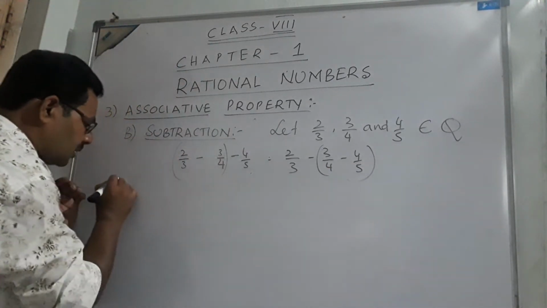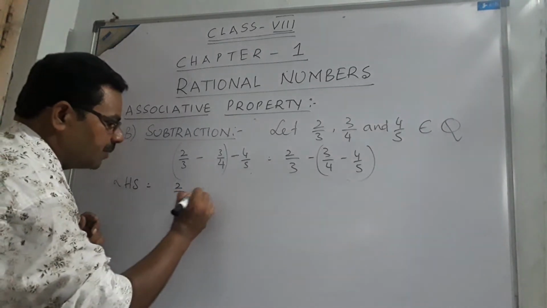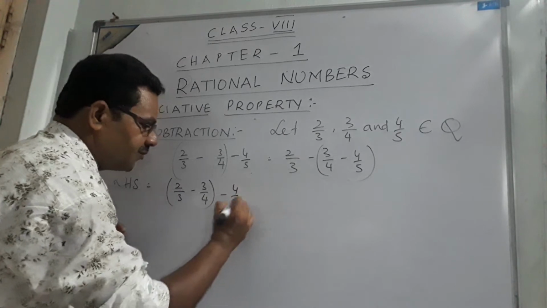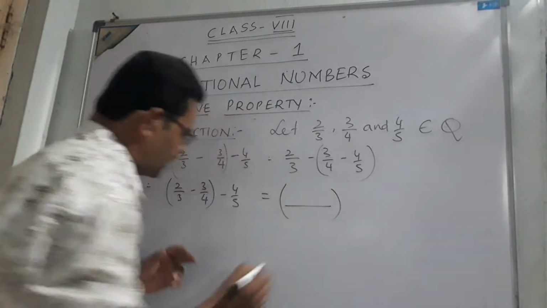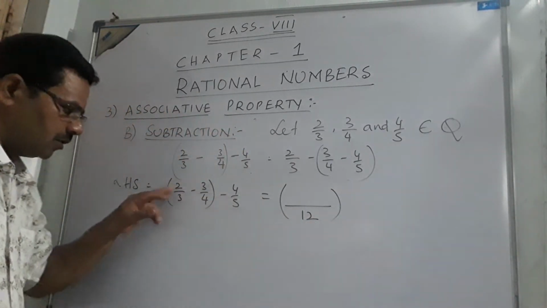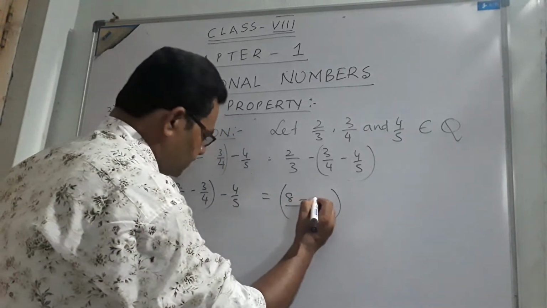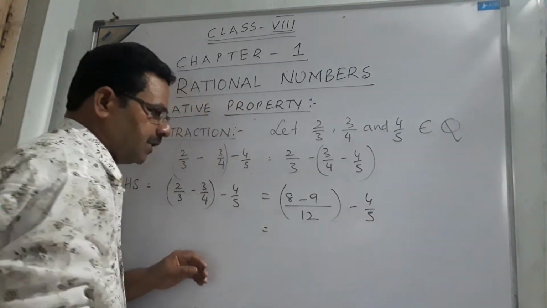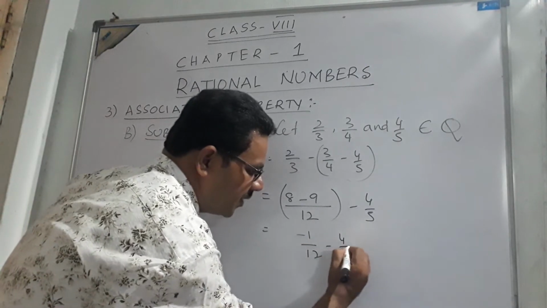Here also we have to take left hand side first. Left hand side is equal to (2 by 3 minus 3 by 4) minus 4 by 5. The bracket should be completed first and after that 4 by 5. So in the bracket what will we get? 3 4s are 12, that is the LCM. 3 4s are 12, 2 4s are 8, minus 4 3s are 12, 3 3s are 9. Minus 4 by 5. That is equal to 8 minus 9, which means minus 1 by 12, minus 4 by 5.